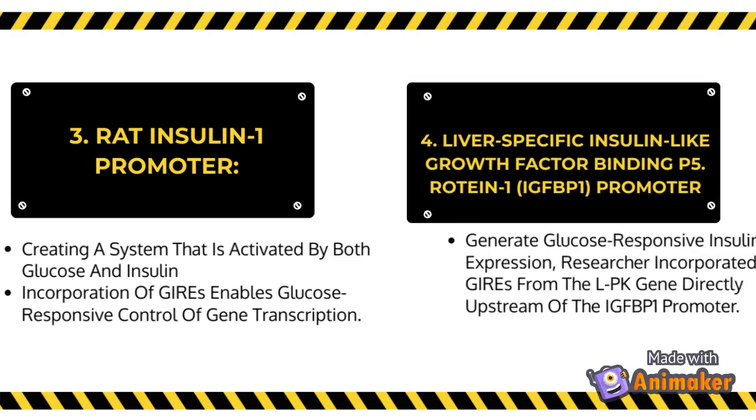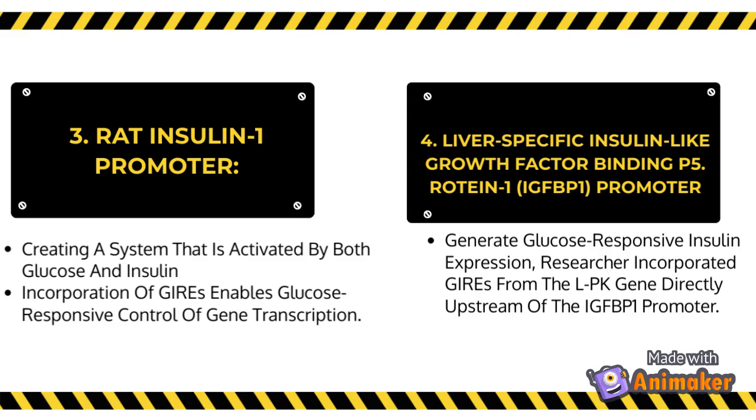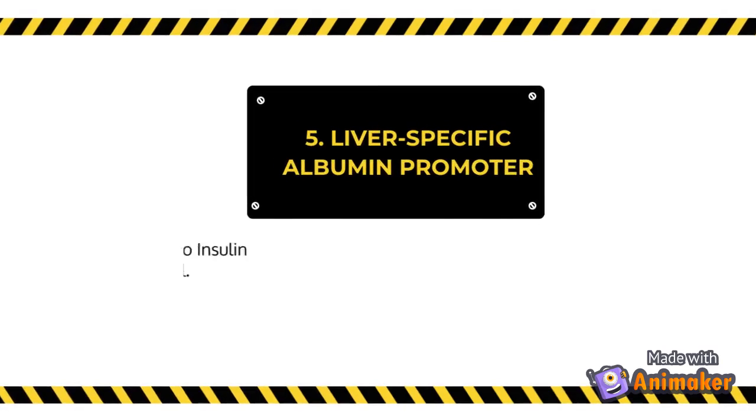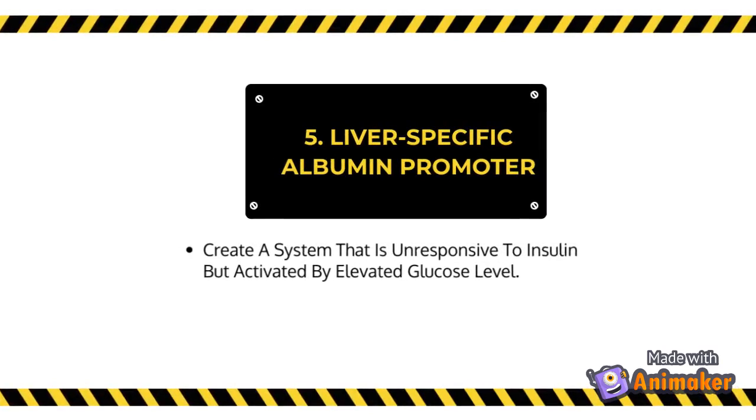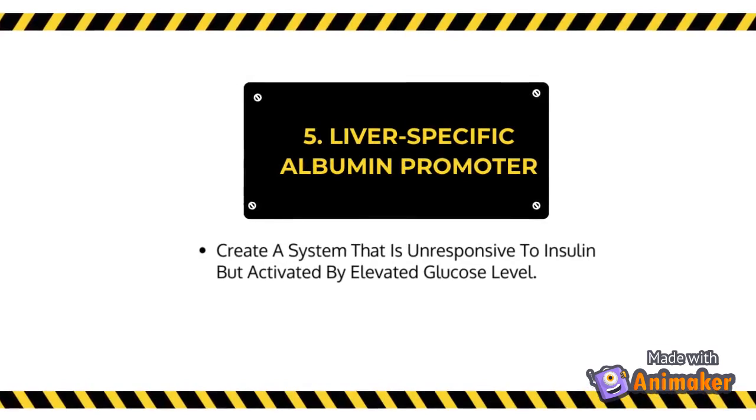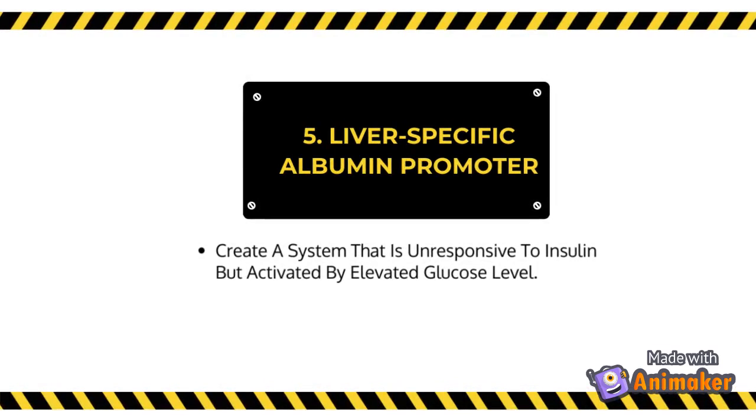Fourth, liver-specific insulin-like growth factor binding protein 1 (IGFBP1) promoter. It will generate glucose-responsive insulin expression. Researchers incorporated GIRS from the LPK gene directly upstream of the IGFBP1 promoter. And last but not least, liver-specific albumin promoter. It will create a system that is unresponsive to insulin, but activated by elevated glucose level.